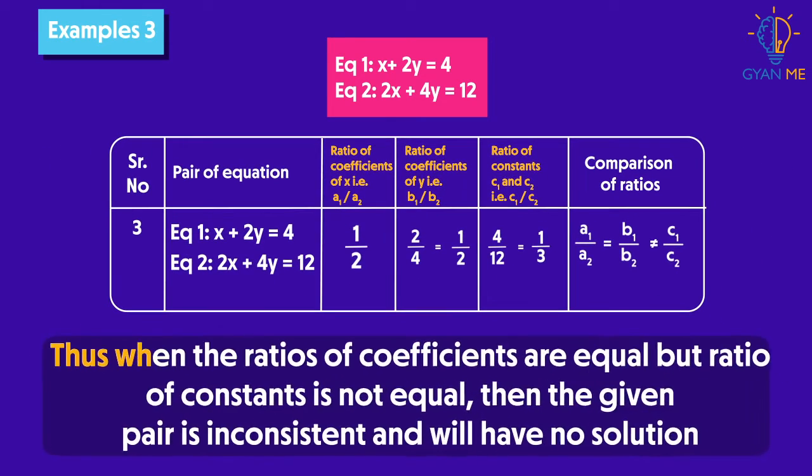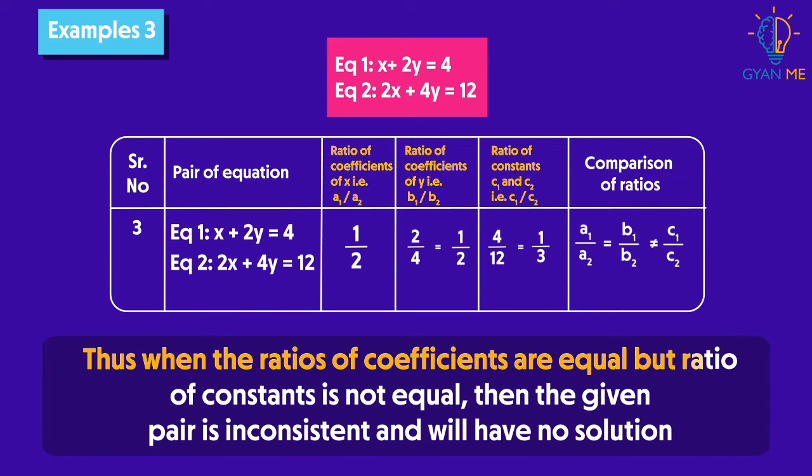Thus, when the ratios of coefficients are equal, but the ratio of constants is not equal, then the given pair is inconsistent and will have no solutions.